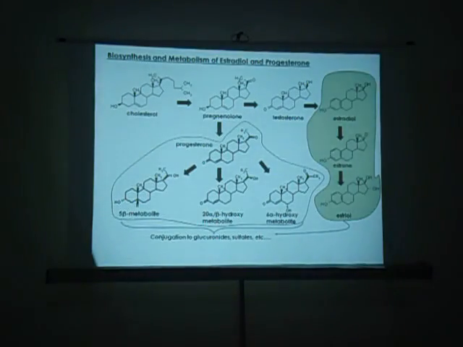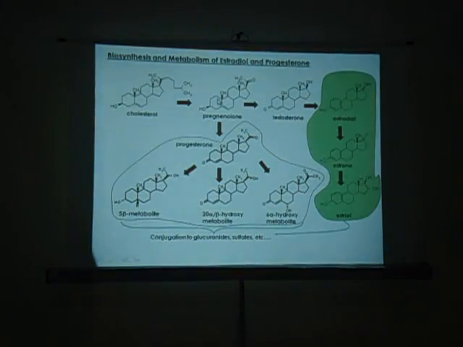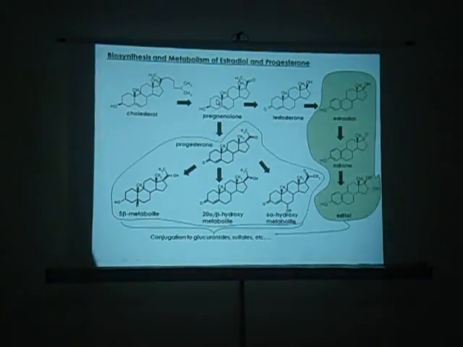Here comes the biosynthesis and metabolism. In biosynthesis and metabolism, the primary molecule is cholesterol. From cholesterol we have pregnenolone, then testosterone, then estradiol, estrone and estriol. This estriol is present more commonly in postmenopausal women.